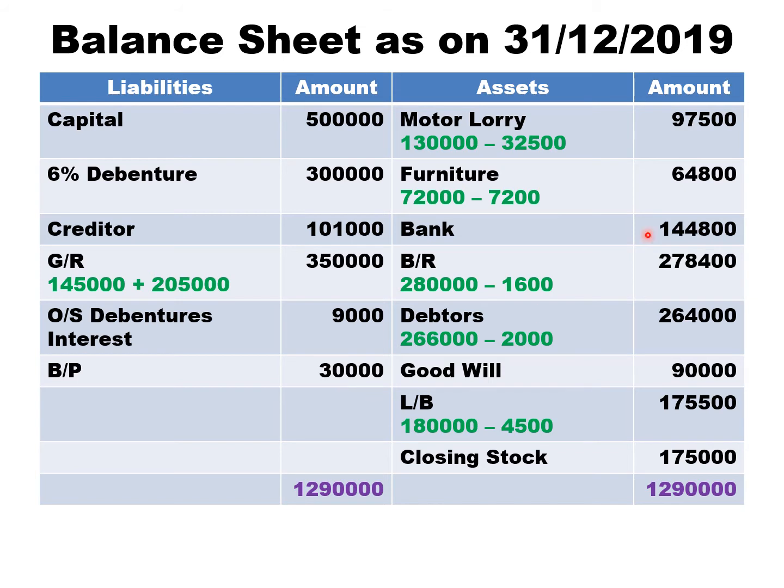Then we get BP, motor lorry less depreciation, furniture less depreciation, then bank, BR less bad debts, debtor less bad debts, then we have goodwill, land and building less depreciation, and the closing stock of department A, B, C. All the three departments closing stock put together 1,75,000. So this completes question number 18. Now students, let us solve question number 19.